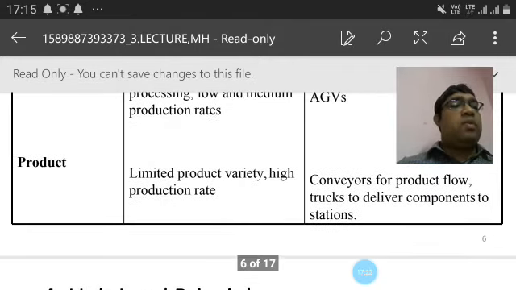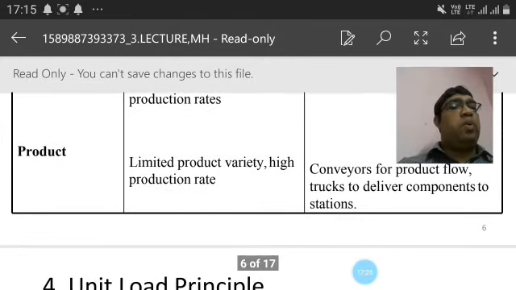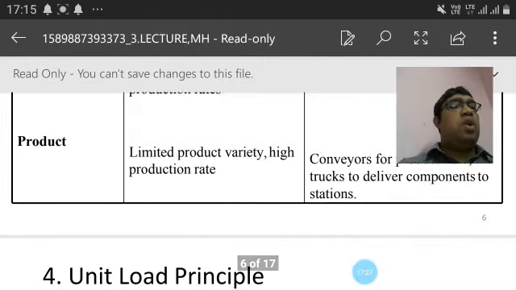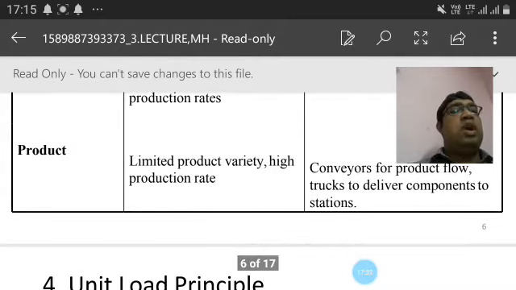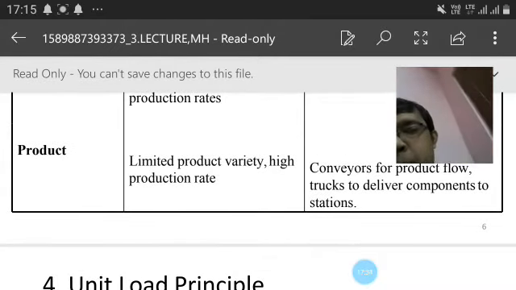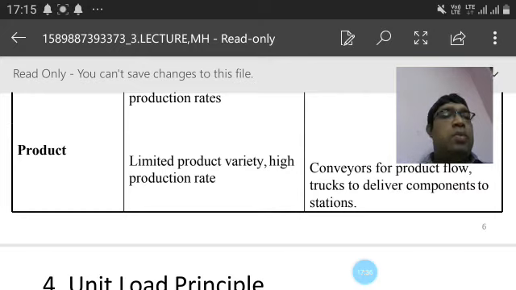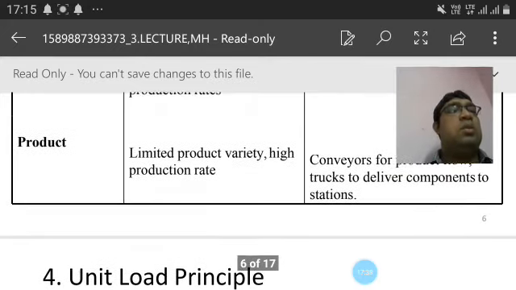Then there are conveyors for product flow and trucks to deliver components to stations, and each and everything has to be recorded for this limited type of product. When you consider a limited type of product, your production rate will be very high.